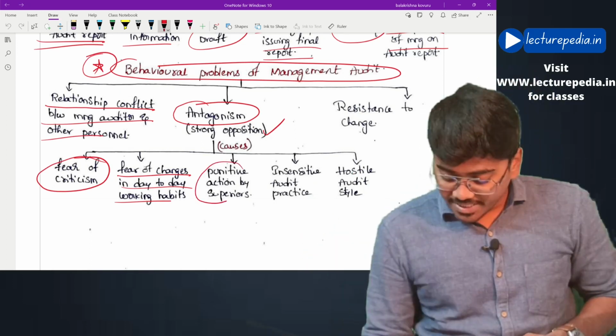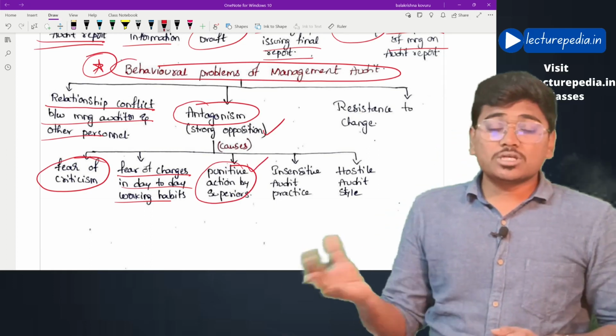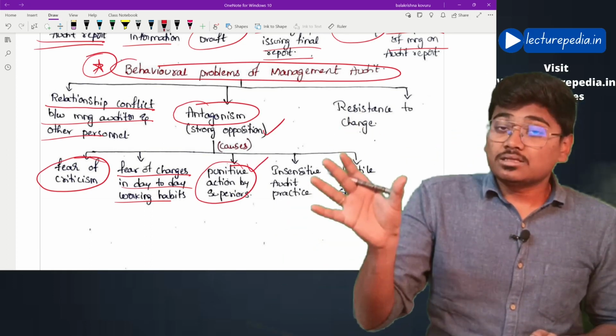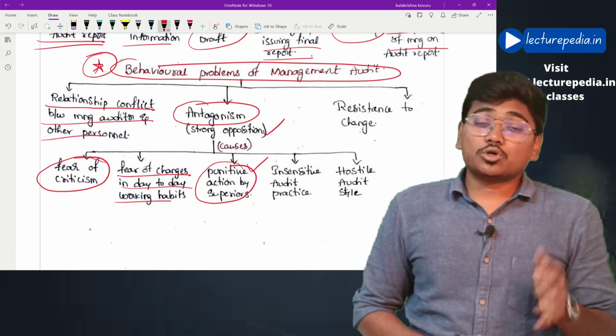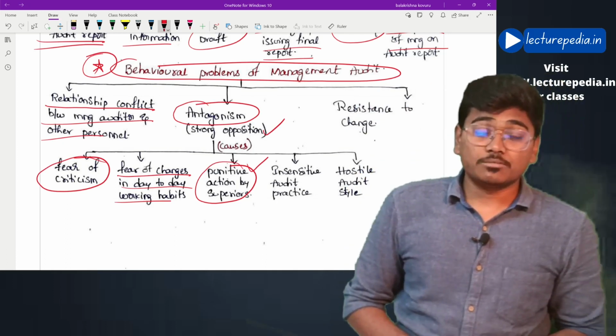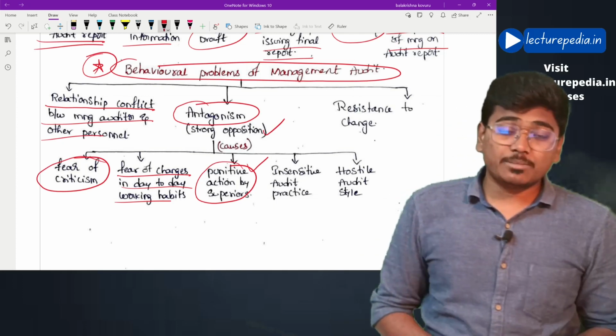And punitive action by superiors. Employees also fear that they might be punished by the superiors based on the report of the management auditor. Due to this also they might oppose the management audit.